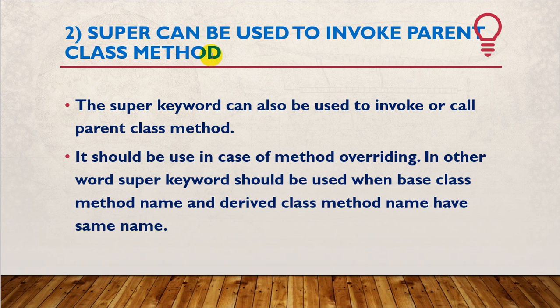The second situation where we can use the super keyword is to invoke the parent class method. For example, we have a parent class and a child class, and they both have the same function name. In that case, we can differentiate between the parent class function and the child class function through the super keyword. The super keyword can also be used to invoke or call the parent method in case of method overriding.